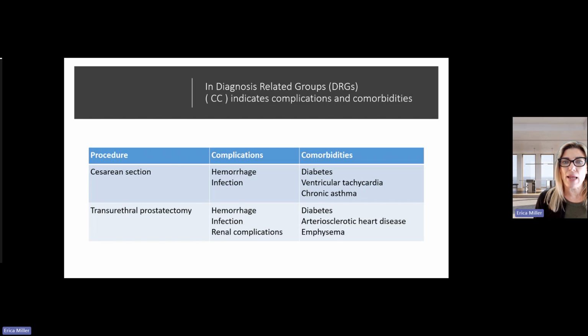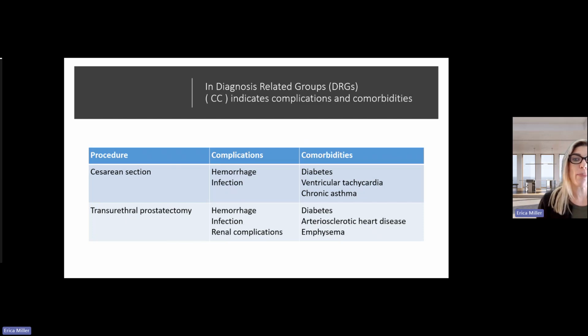Let's see here. Referring to a DRG, what is CC used to indicate? CC represents complications and comorbidities. Okay, so I added some examples of complications and some examples of comorbidities. A complication would be a hemorrhage or an infection or some type of organ failure or complication after a procedure. A comorbidity would be an additional condition that's affecting this patient's outcomes.